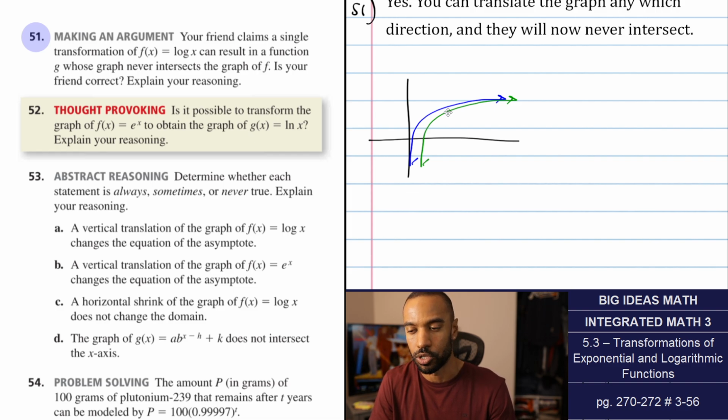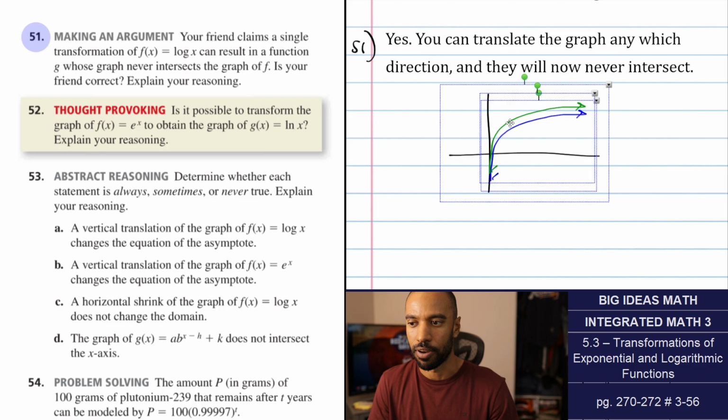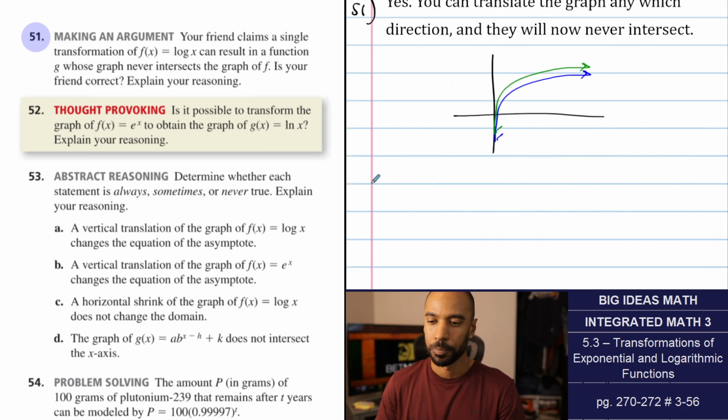You didn't do a vertical stretch or anything like that. I could also go just a little bit up, and this is never going to hit that one when it comes to intersecting either. Just a simple translation, any which direction will work out. Your friend is correct on this one. So your friend, my friend, whoever's friend.